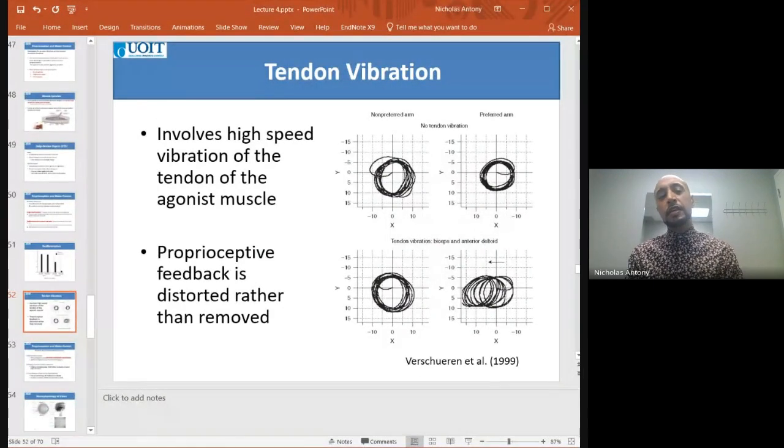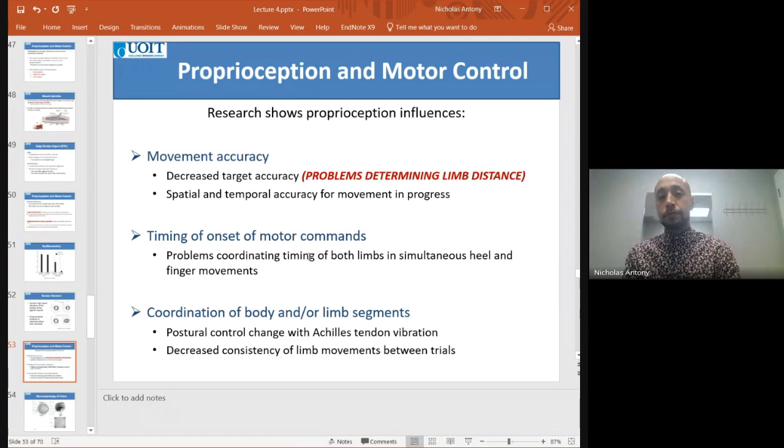And this is an example of a study where they had people drawing a circle, and then they used tendon vibration to see how that would affect their ability to draw a circle, and they were just less accurate. So overall, what they found was that proprioception was important for movement accuracy, with the reaching and pointing. It was important with the timing of motor commands.